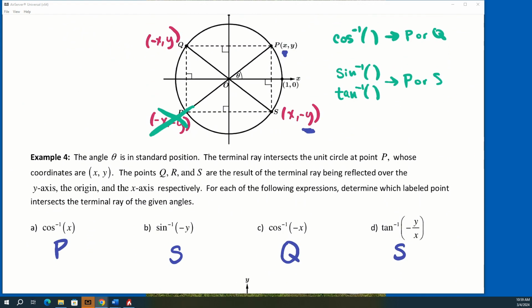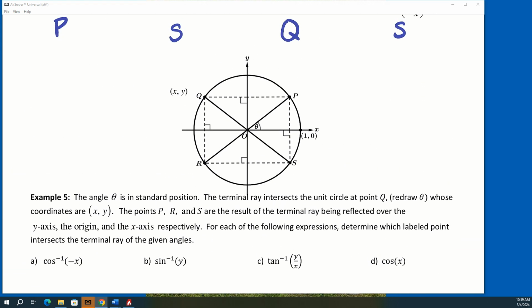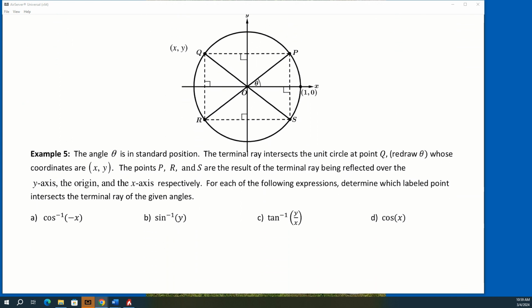Okay, now you guys know I use Brian Passwater stuff, and I couldn't find what I needed to do this problem. I made up example 5 on my own. And so we're going to have to redraw theta. So theta is not going to be the theta that's drawn. I just copied and pasted the one above. Theta is actually going to go here. That's theta. It goes to Q instead of to P. And that's the point that's called x, y.